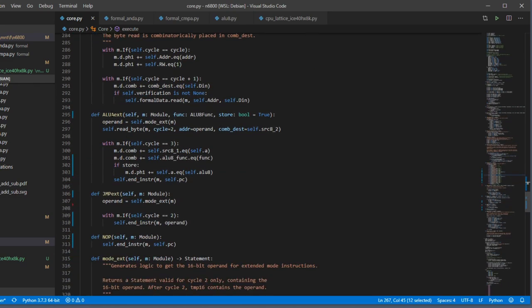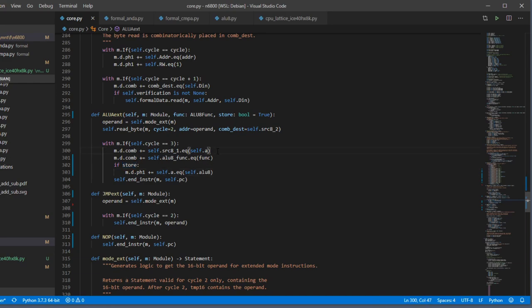So here's the new super instruction for the ALU operations. Basically, it just takes the function and whether you want to store the input or not. We are always going to set mode extended. We are always going to read the operand of the instruction into source 8.2. And we are always going to put the accumulator onto source 8.1. And then execute whatever function we said we were going to, and then possibly store the result back into the accumulator.